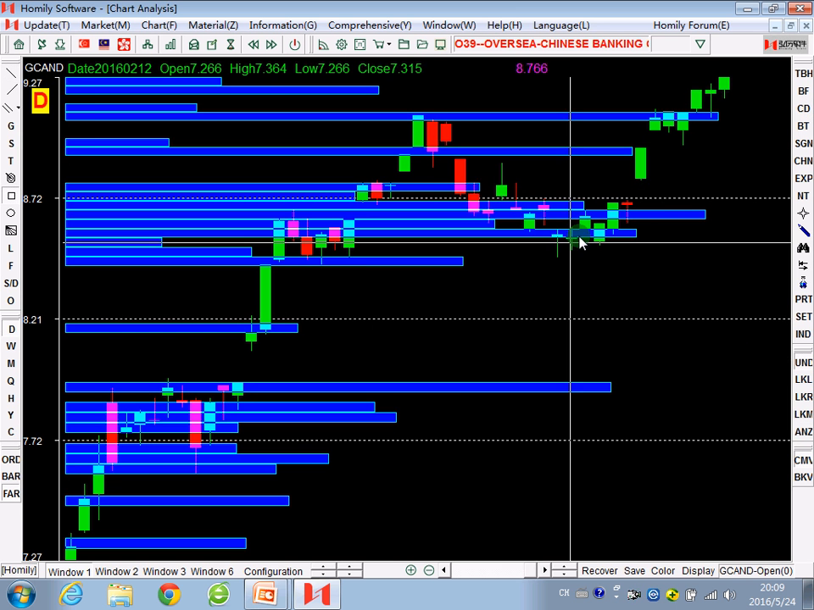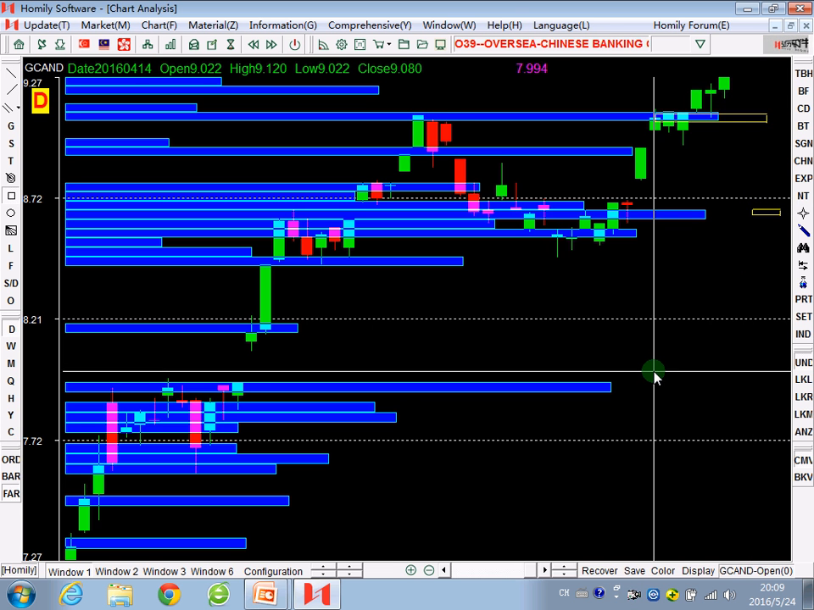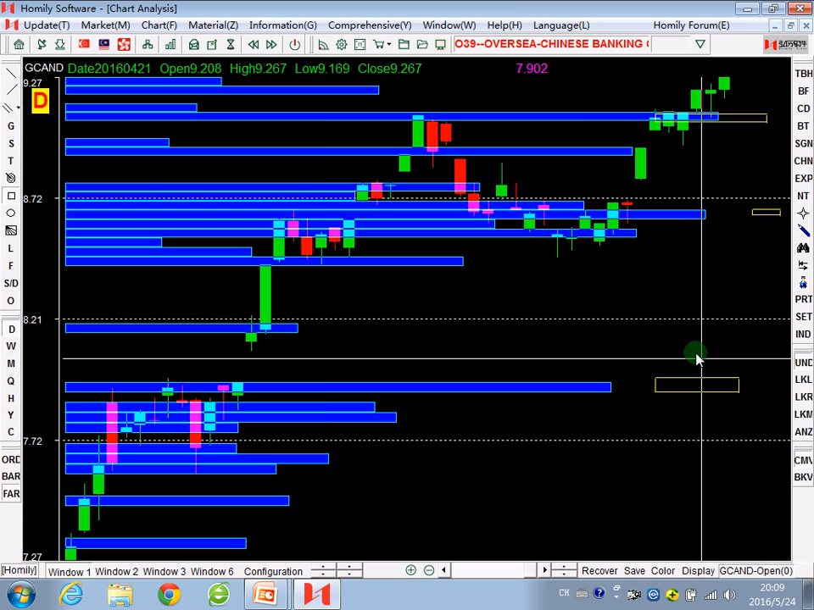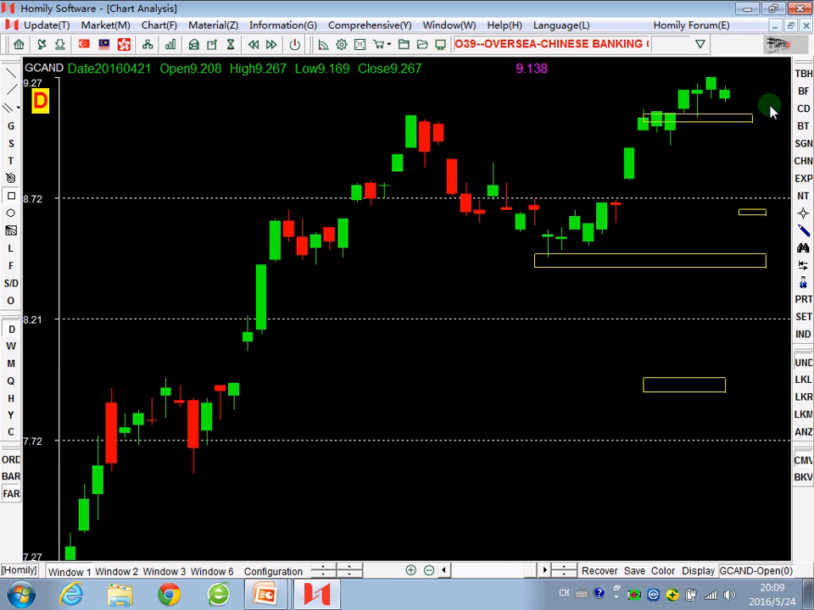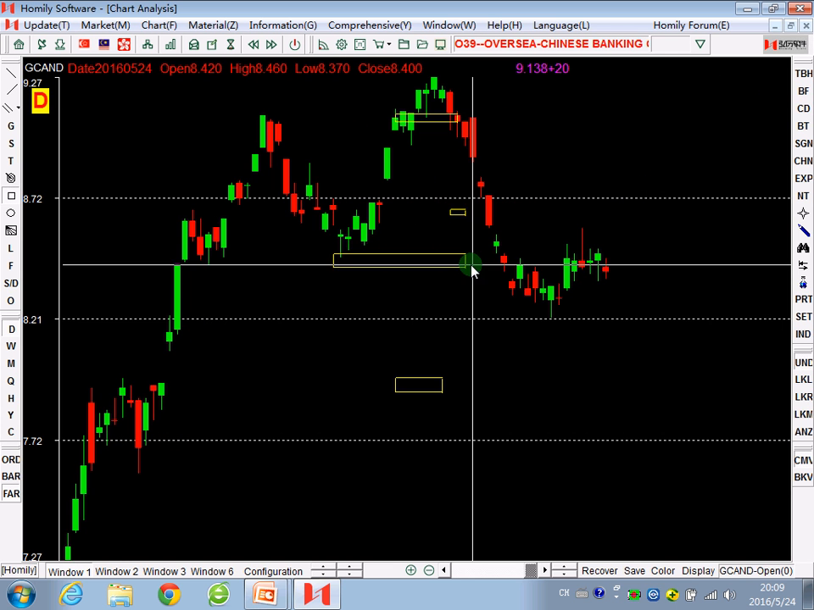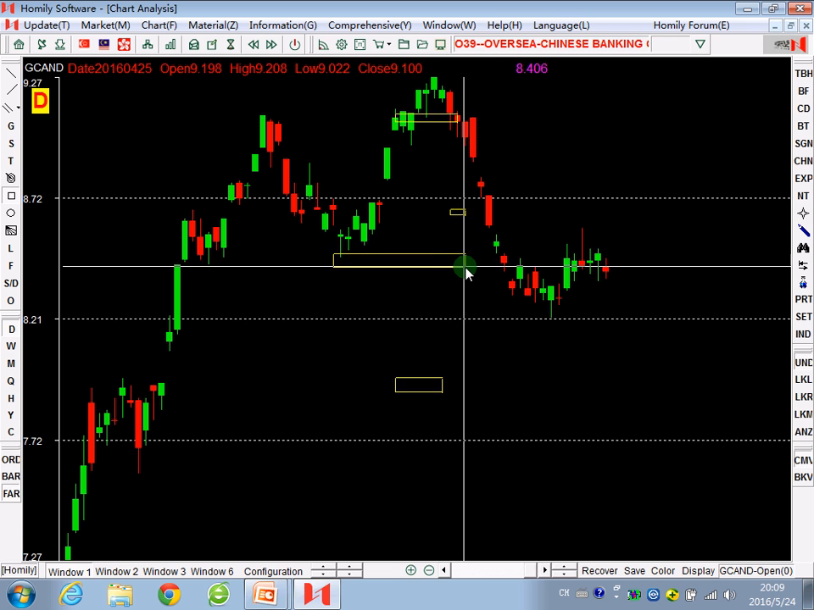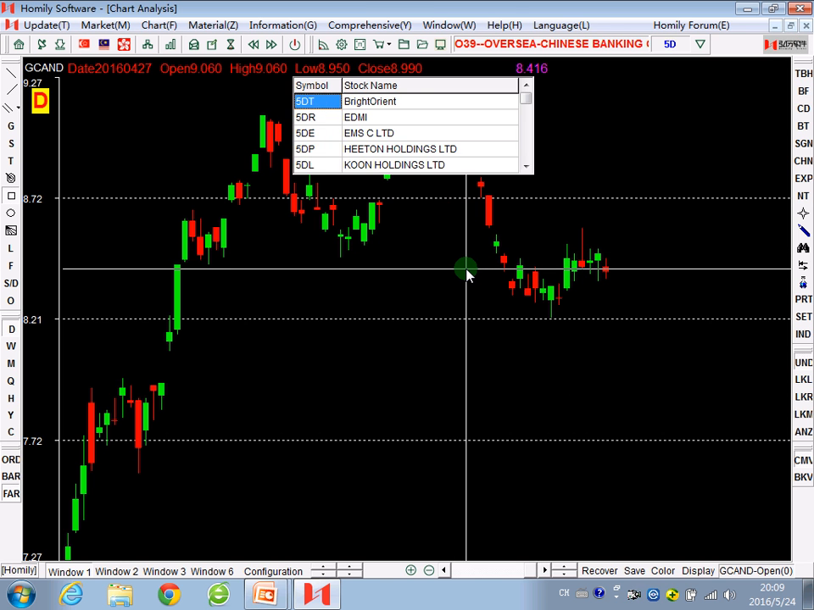Then we should see this is the highest one, another one, and this is another one. Okay, then we should know where is the next support. Then the price drops. Then the price is sideways during this period. Okay? Then maybe we can see an easy one.